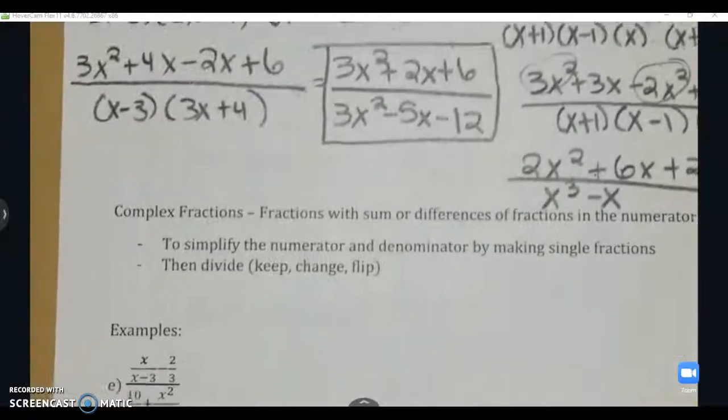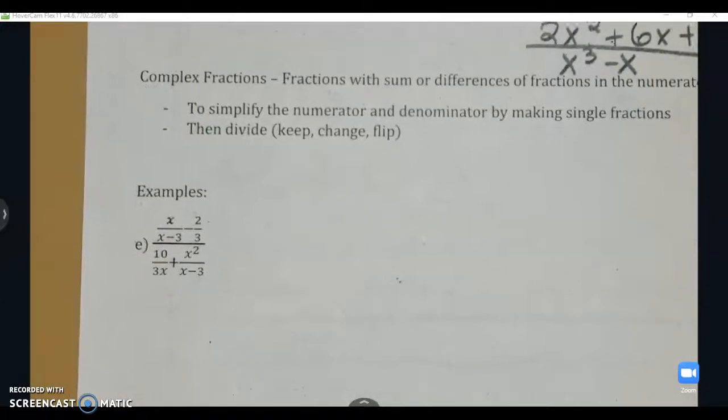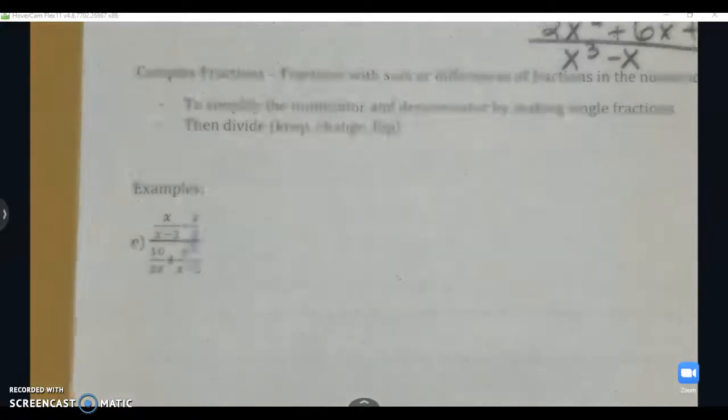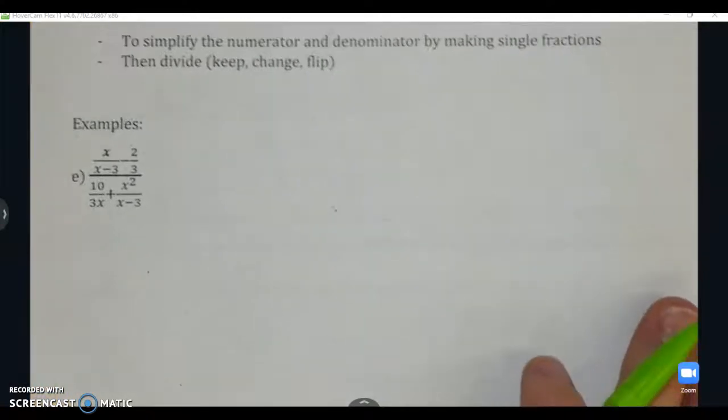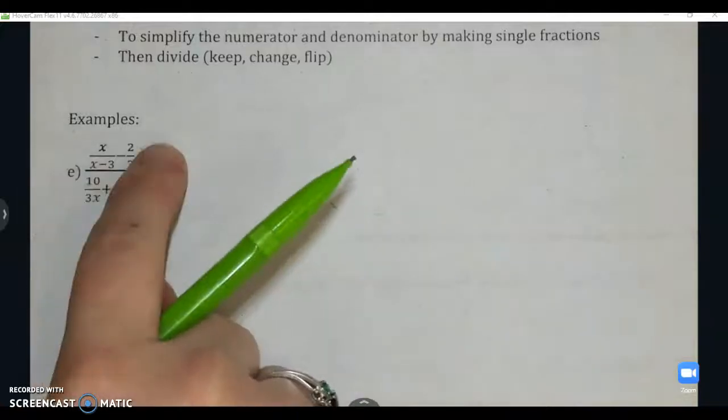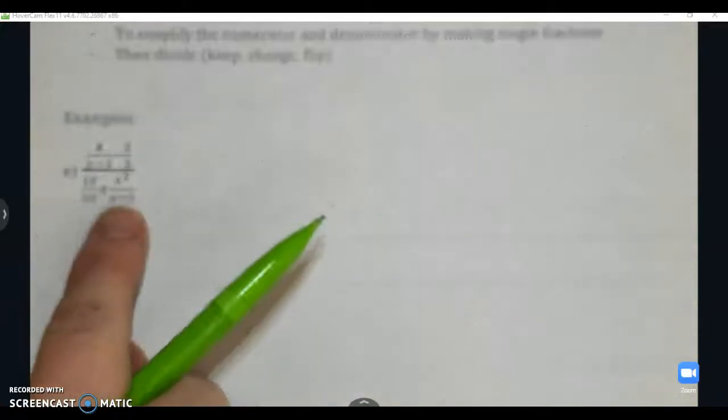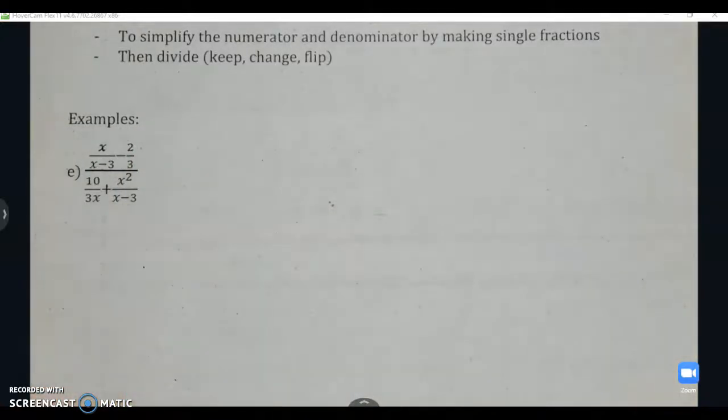All right, last one, complex fractions. This is when we have a fraction being added or subtracted in both the numerator and the denominator. So when you're approaching a complex fraction, what you need to do is first get our numerator to be a single fraction, our denominator to be a single fraction, and then we divide our two fractions. So that's just our keep, change, flip.